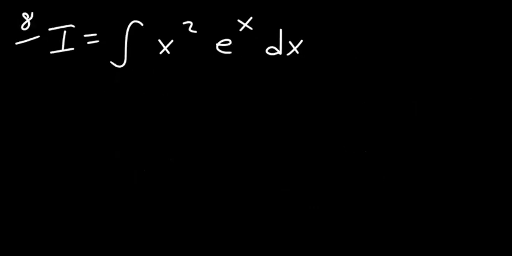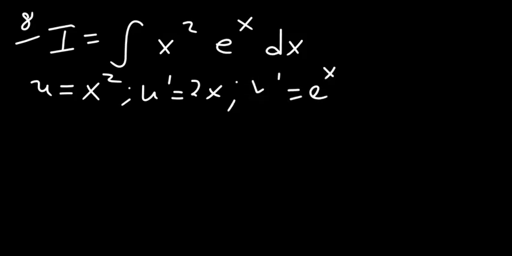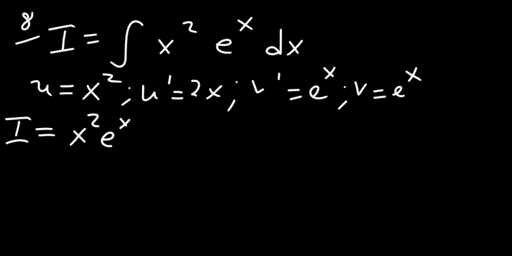Finally, let's look at this one. Again, we can do this by integrating by parts. Let's set u to be x squared. So that means u prime is 2x. V prime is e to the power x. So v is also e to the power x. So that means, according to the rule of integration by parts, I is u times v. So x squared e to the power x minus the integral of u prime times v. So that is 2x e to the power x dx.